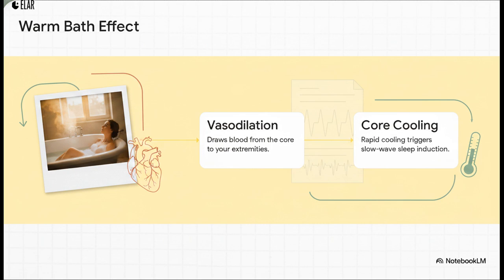Then, when you step out of the tub, that heat rapidly dissipates, forcing this massive 1-degree drop in your core body temperature. And guess what? That precise temperature drop is the exact physiological trigger your brain requires to sustain those restorative delta waves.